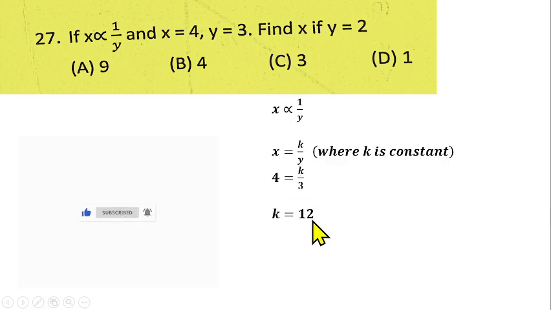Now we have to find S when y is 2. So we have S equal to k over y, which is the equation we got here. Then our k is 12, our y is 2. So you have S equals to 12 over 2, which is equal to 6. Which is none of the options there is correct.